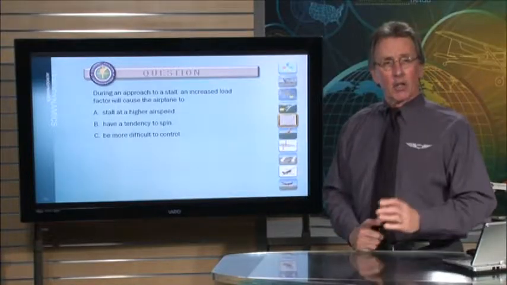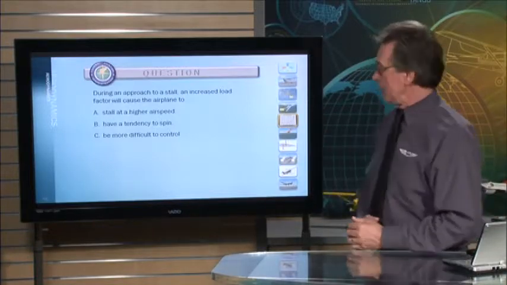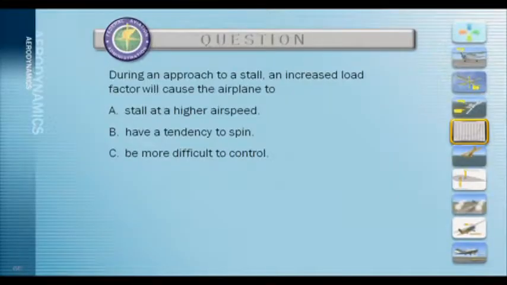All right, let's take a look at a question covering load factor. That question is, during an approach to a stall, an increased load factor will cause the airplane to... Give you some time to look at the possible answers.